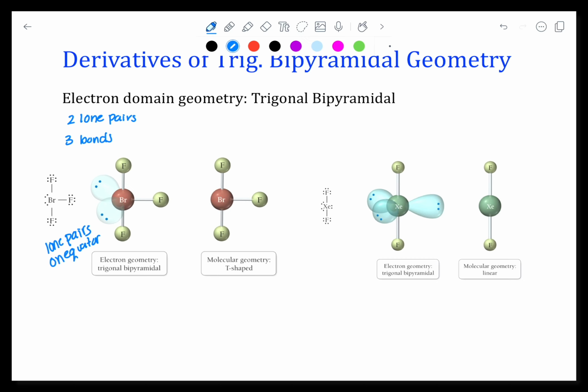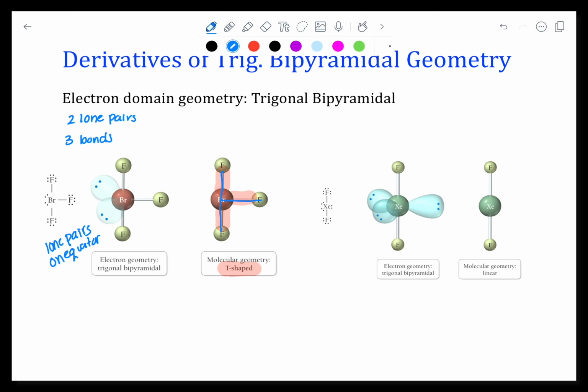Okay, that's just minimizing our repulsions. So the molecular geometry, if I were to just look at the bonds, is now called a T shape because it literally looks like a T. All of those atoms are in plane with each other. Okay, we're now in the same plane, so they make a T shape. Again, not creative with our names.